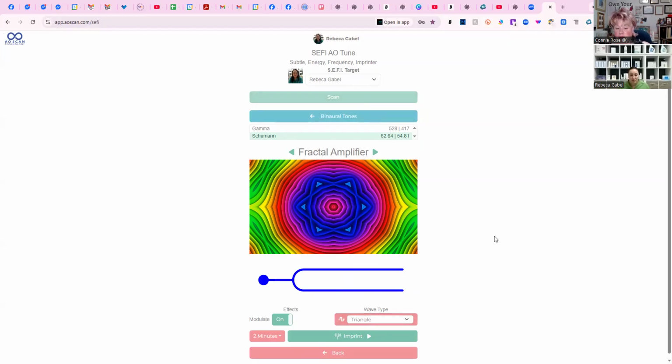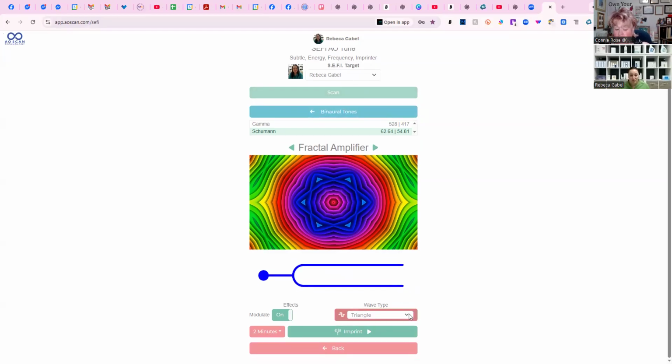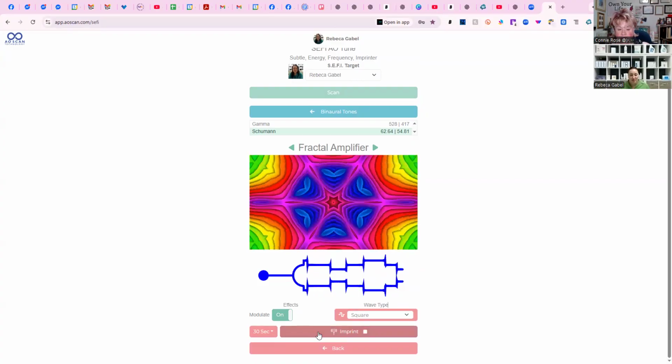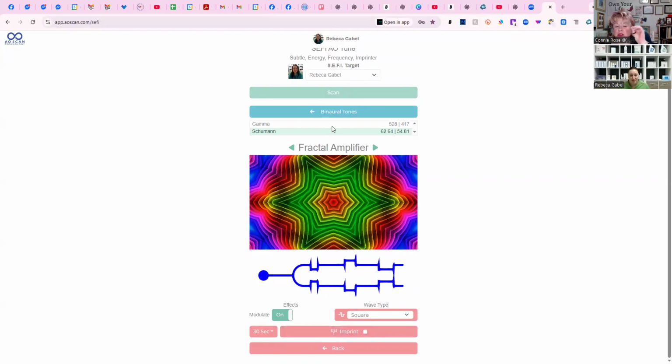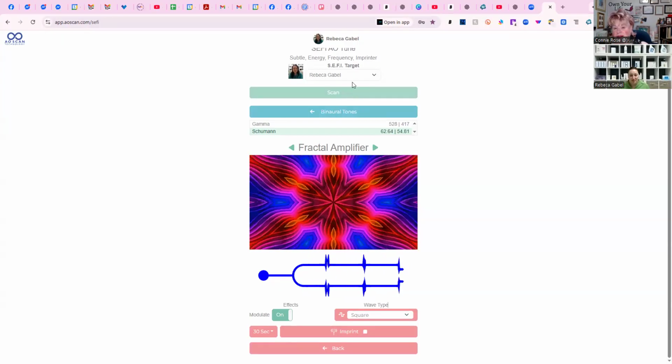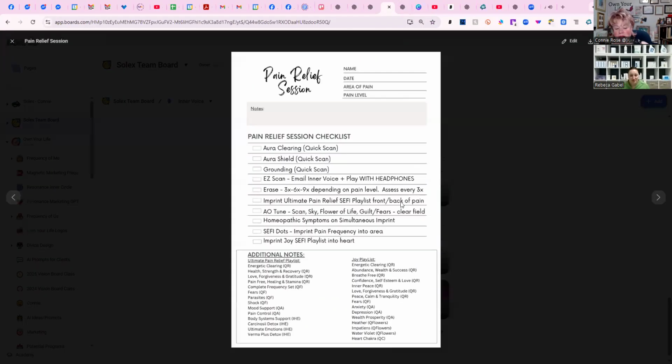And so here is one of those places where we could choose our wave type. Because it's pain, I would choose square. If it was anxiety, I would choose sine. Okay? We're going to go to just 30 seconds. Imprint. So I always start with the one that it says to scan. While that's going, I will show you.